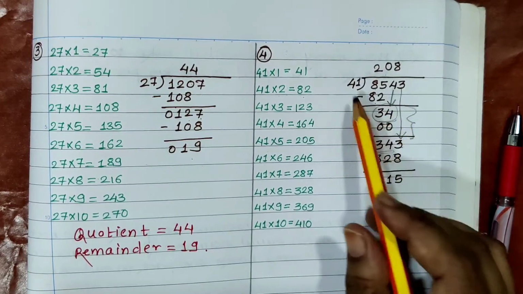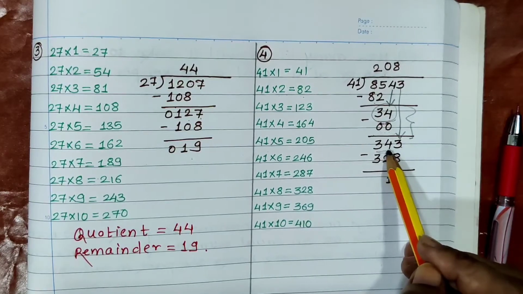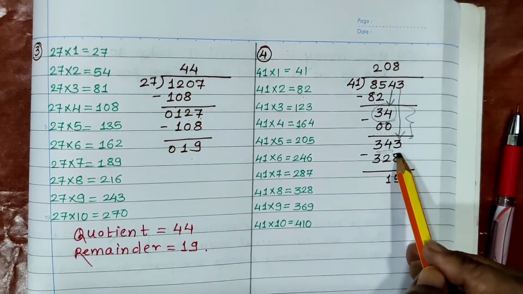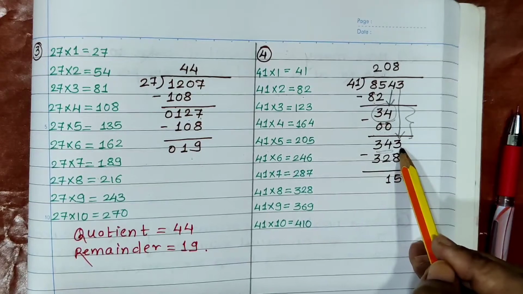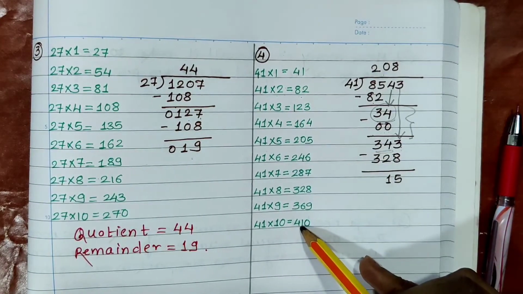As 34 is smaller than 41, we have to write 0. Now 34 minus 0 is 34, and now you can put down the next digit, which is 343. So 343, we have to check whether it is there in the table of 41. No, it is not there.